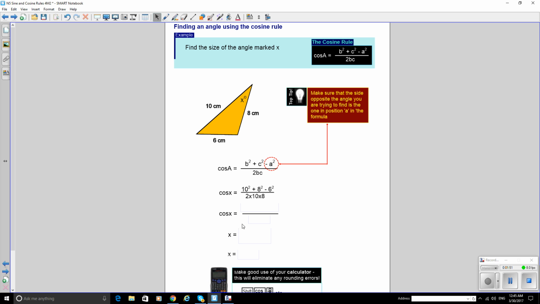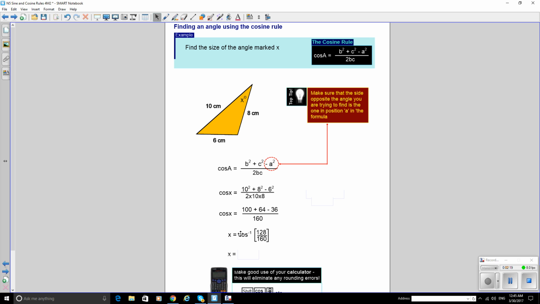We can quite easily evaluate them. 10 squared is 100, 8 squared is 64, 6 squared is 36. On the bottom it just comes to 160, and then to figure out what x is, in other words to get rid of that cos in front of the x, we need to do the inverse cos.